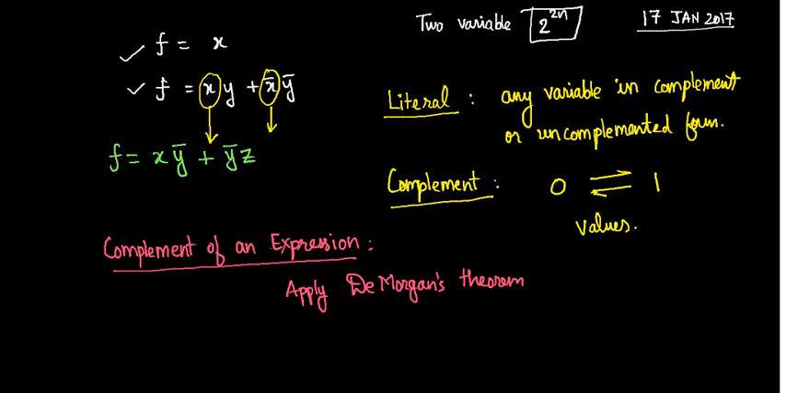A term is not called a literal; a variable is. I have said a variable, not a term. So here, this is a term, this is a term. This one is a literal, this is a literal, that is a literal. Any variable, in complement or uncomplemented form.